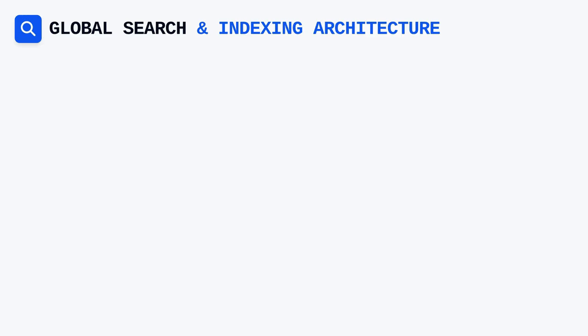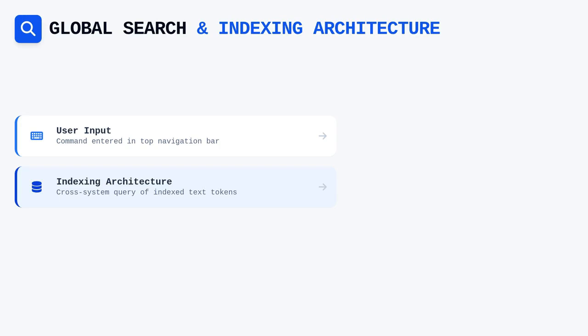The global search functionality acts as your primary interface for interacting with the underlying indexing architecture of the platform. By design, Dynamics 365 maintains a sophisticated background index that maps menu items, system pages, and granular transaction data to searchable text tokens. When you enter a command into the top navigation bar, the system does not simply browse the current module. It performs a cross-system query against these indexed artifacts to return relevant results.